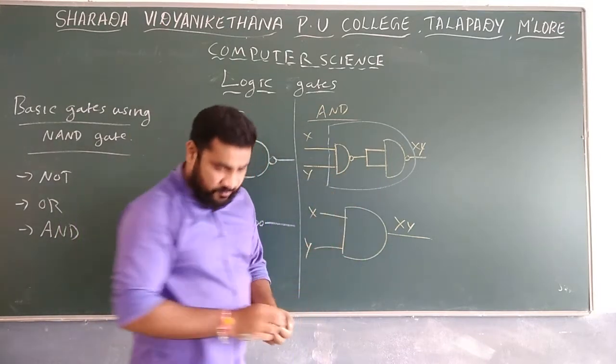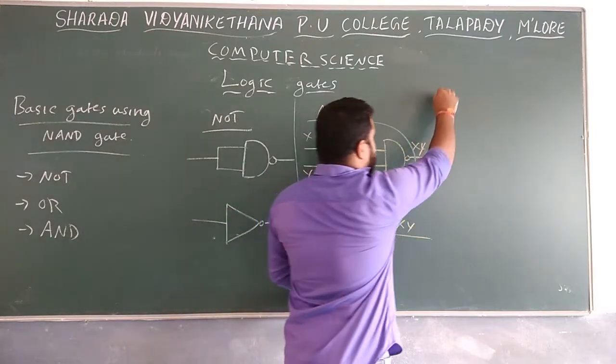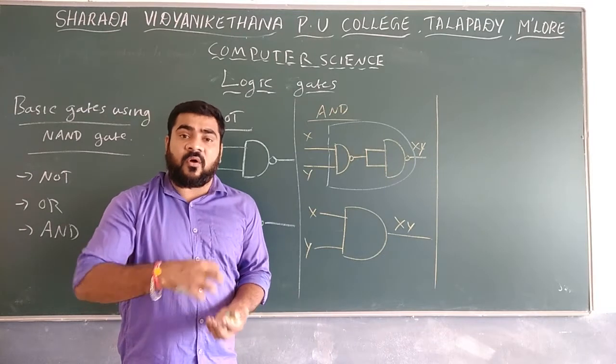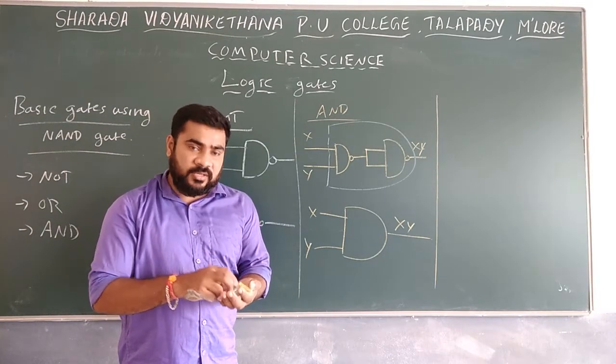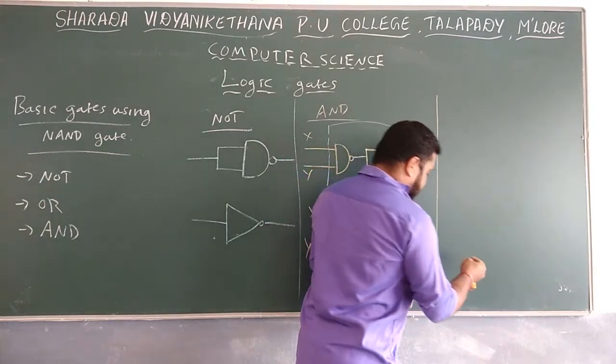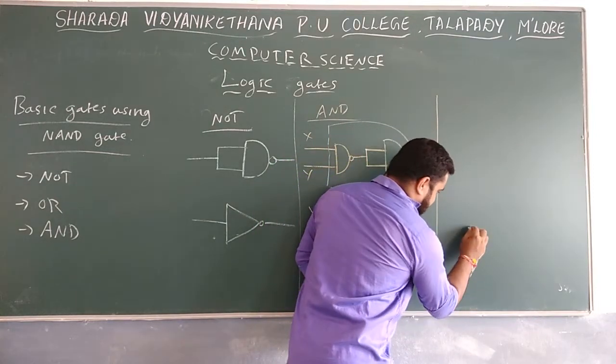That we discussed already. And also the next type, how to construct the OR gate. Whenever the OR gate is given, what is the symbol for the OR gate? The OR gate symbol, you can write like this. This is the OR gate.